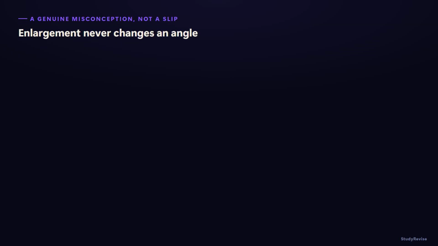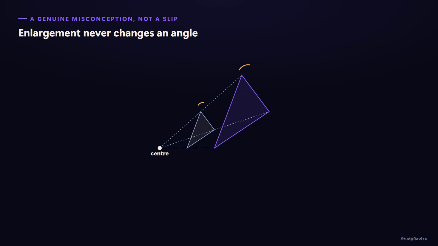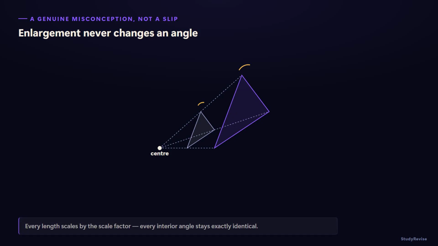One last precision point, and it's a genuine misconception, not just a slip. What happens to angles under an enlargement? Enlargement changes size. Every length scales by the scale factor. It does not change shape, and it does not change angles. The interior angles of an enlarged shape are always identical to the original, no matter how large or small the scale factor is. An enlarged triangle that looks more stretched out hasn't had its angles distorted at all. Only a non-uniform stretch, a completely different transformation, would do that.